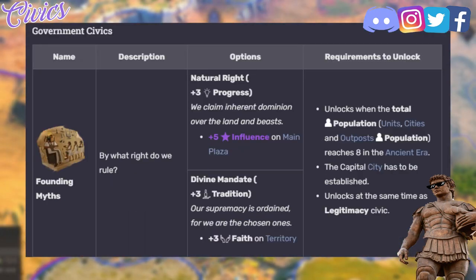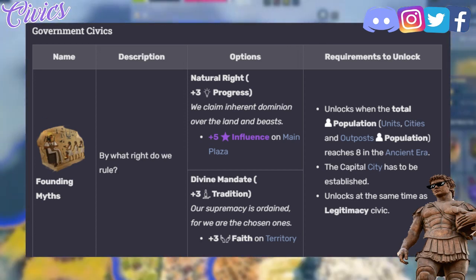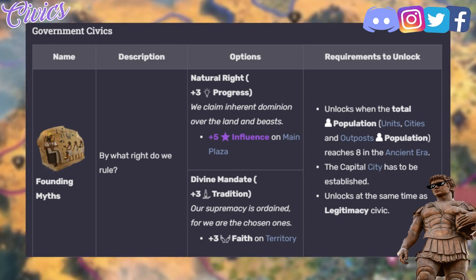Government civics. Founding myths. By what right do we rule? Option A, natural right, +3 progress. We claim inherent dominion over the land and beasts. Receive +5 influence on main plaza. Option B, divine mandate, +3 tradition. Our supremacy is ordained, for we are the chosen ones. Receive +3 faith on territory.